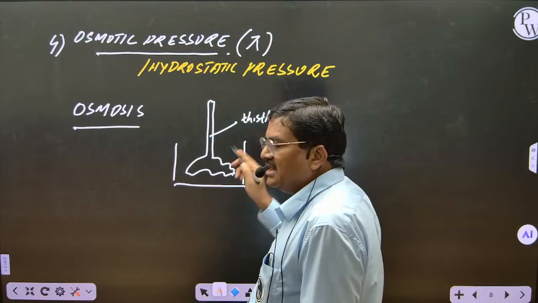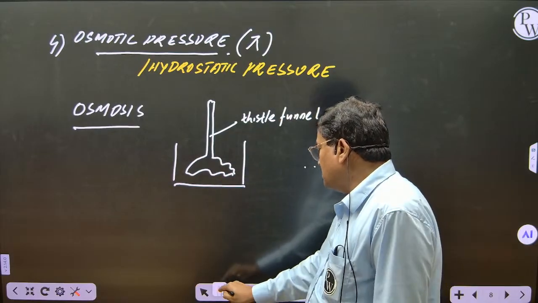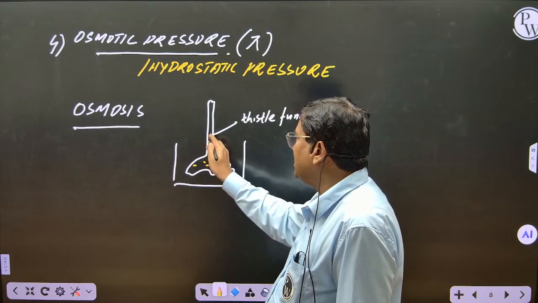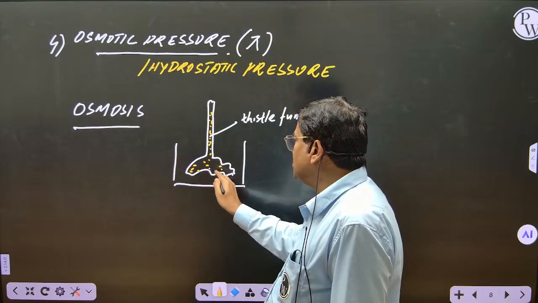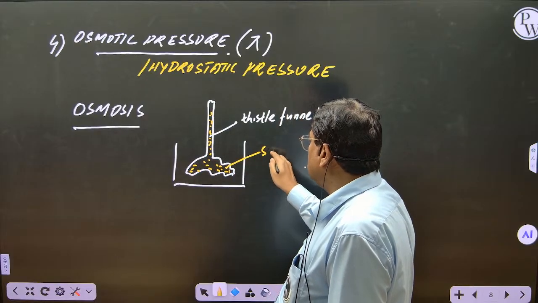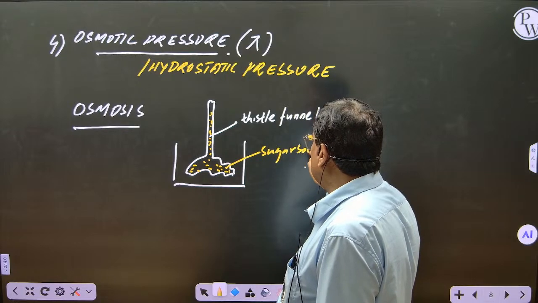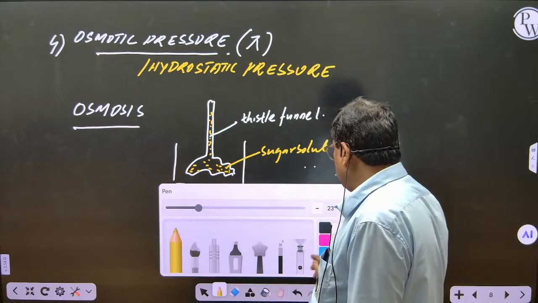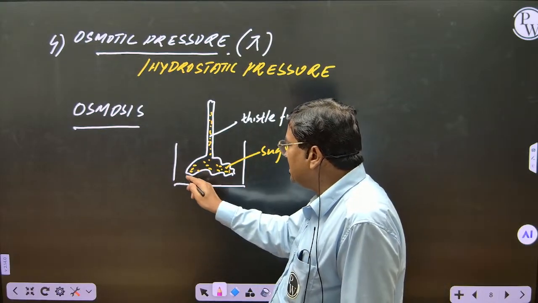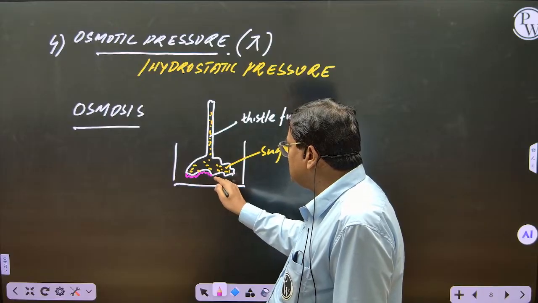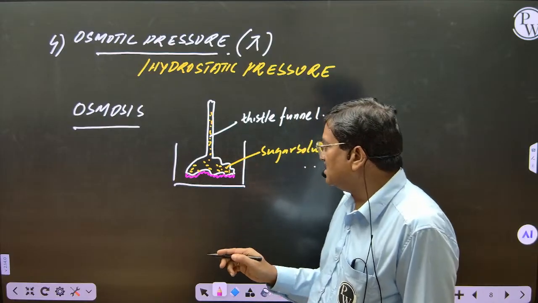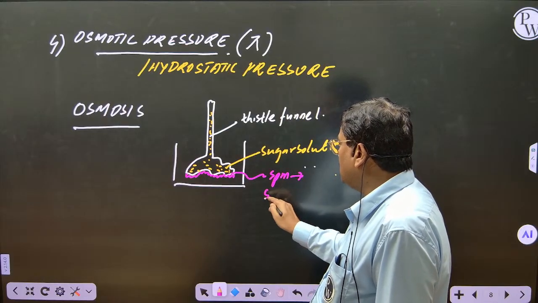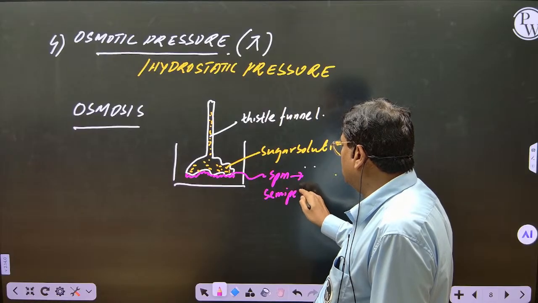Inside this thistle funnel, I am filling with sugar solution. This yellow color is the sugar solution. And below this thistle funnel, it has one semi-permeable layer. This is semi-permeable, we say SPM. What does SPM mean? Semi-permeable membrane.